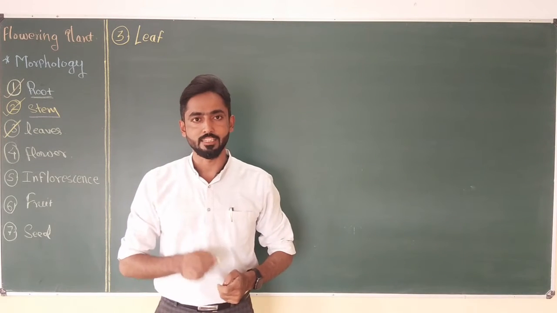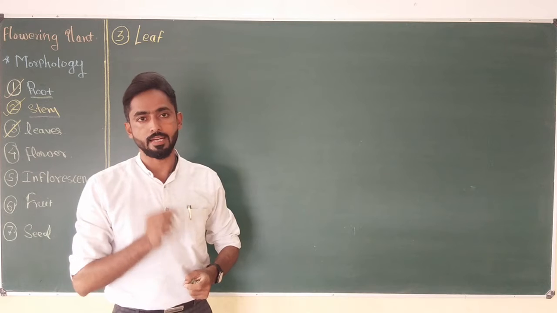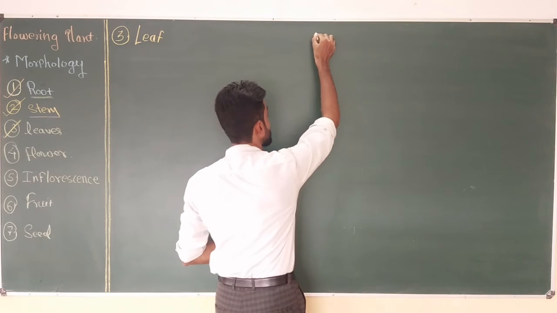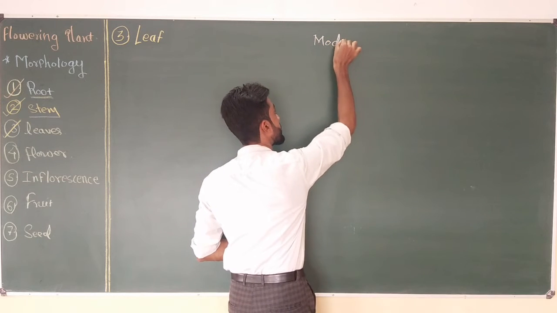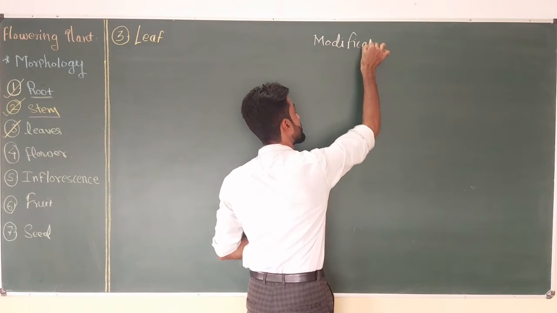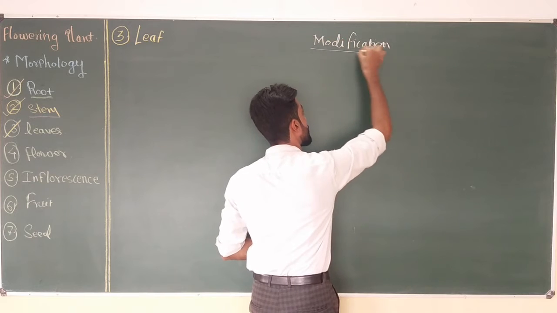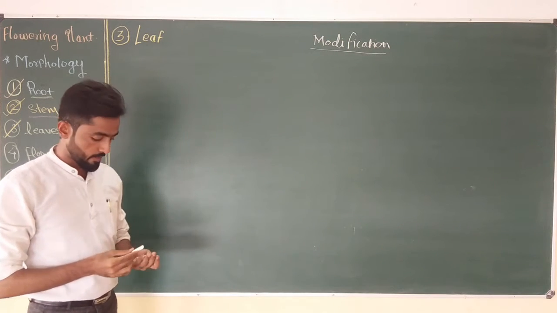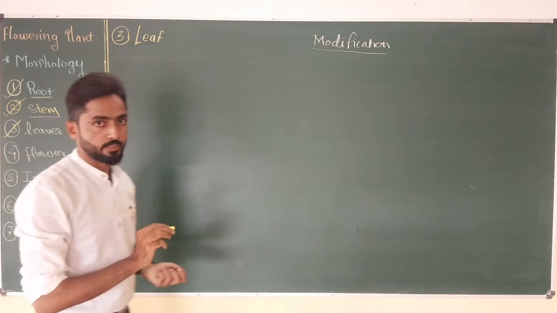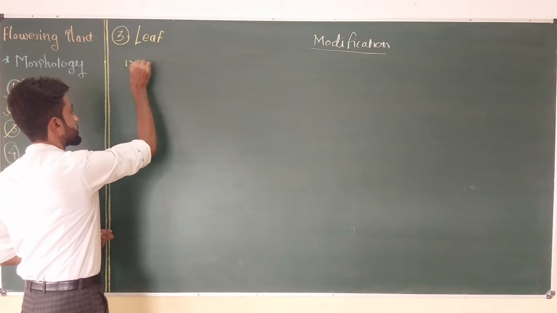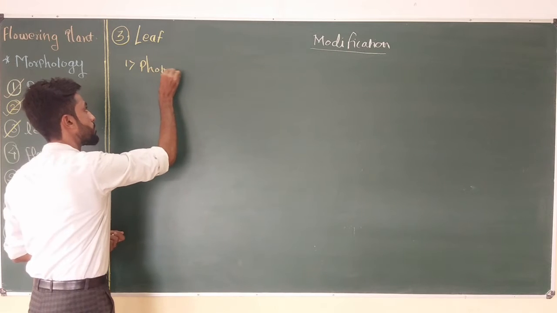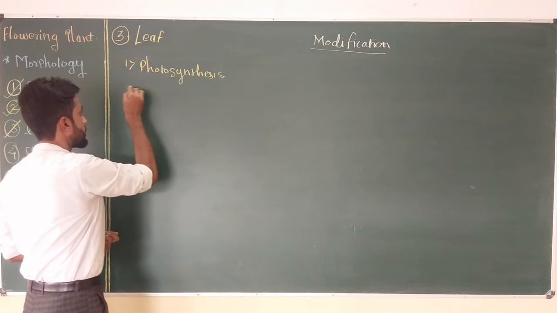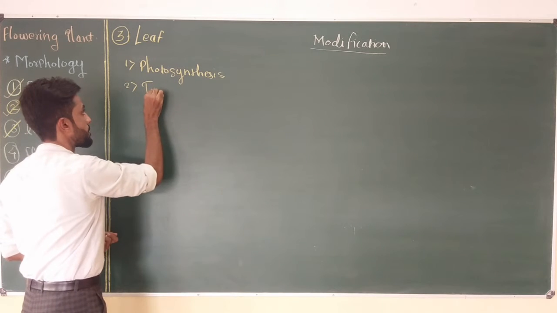Hello friends, in this video we are going to talk about the last part of the leaf section, that is modifications of the angiospermic leaf. We know that leaf in the angiospermic plant performs two main functions, that is photosynthesis and transpiration.